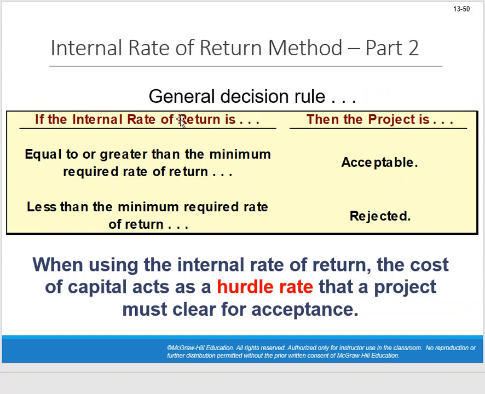So when we interpret IRR, if it's equal or greater than the minimum required rate of return, then it's acceptable. If it comes out less than the minimum required rate of return, then we should reject that. And when we use the internal rate of return, the cost of capital essentially is acting as a hurdle rate that a project must clear for acceptance. So again, this might be a good screening tool to see if a potential investment, a potential project meets that required rate of return.